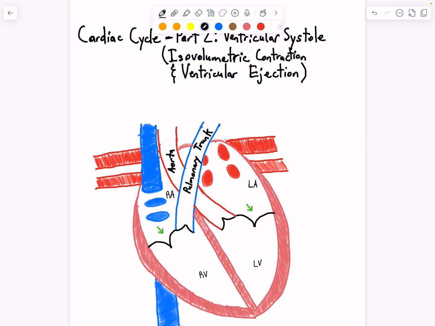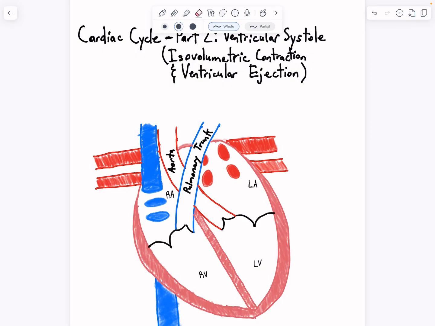When the atrioventricular valves snap shut, this produces the first heart sound, S1. Now, for a brief moment, all 4 valves are closed. Because no blood enters or leaves, this is called isovolumetric contraction. Iso means same, volume means no change. Pressure continues to rise quickly, preparing to open the semilunar valves.